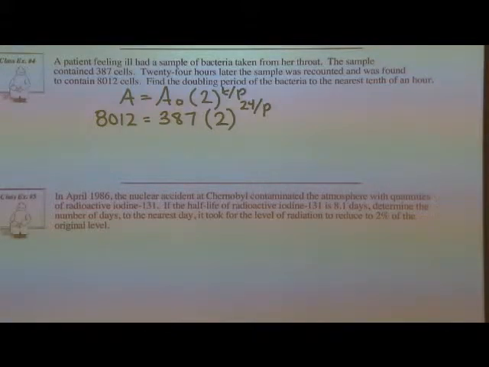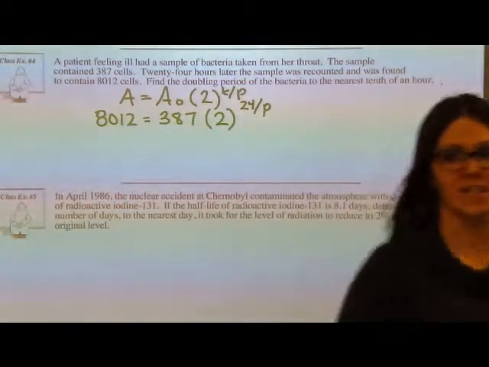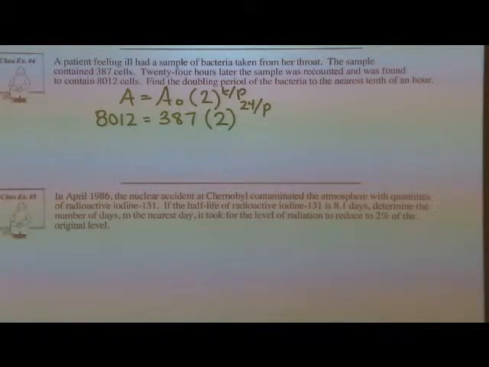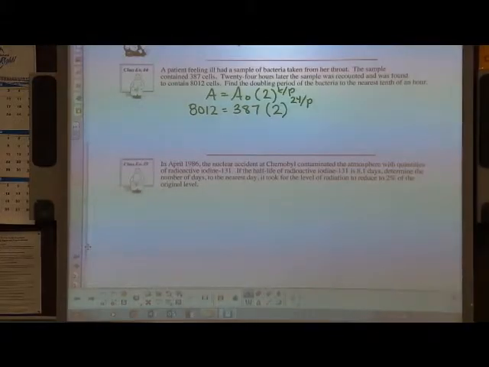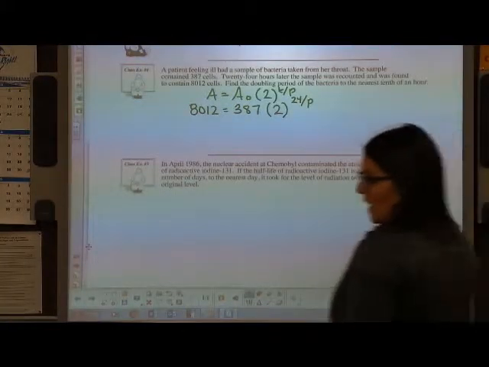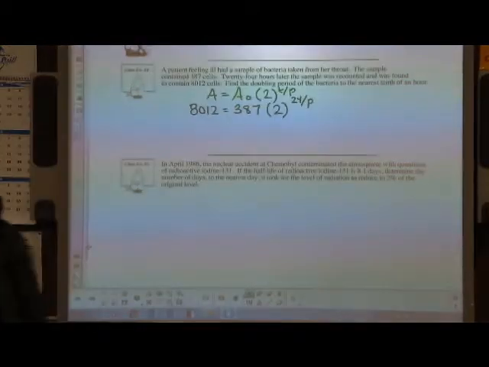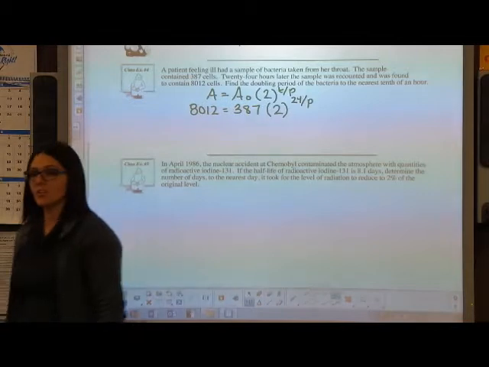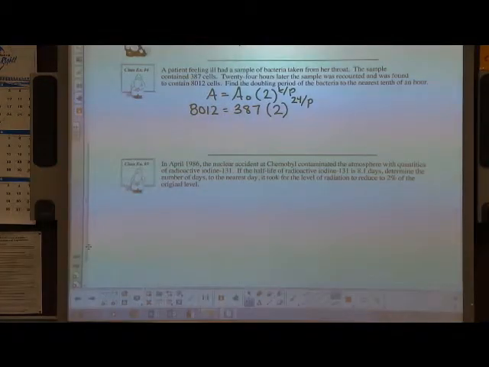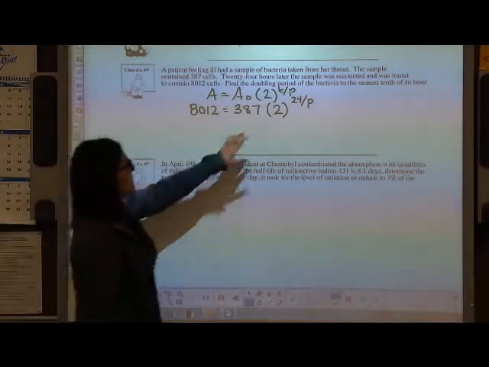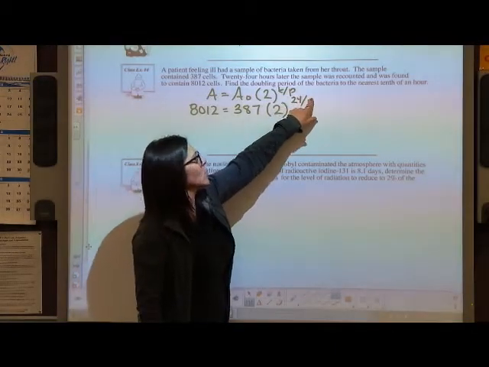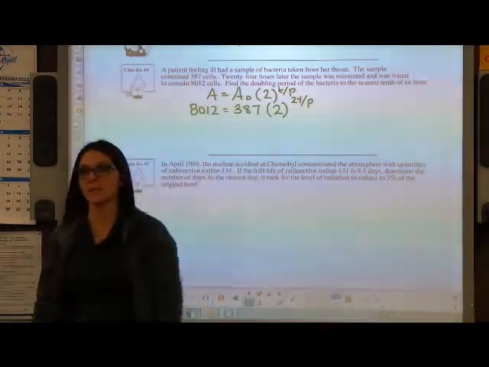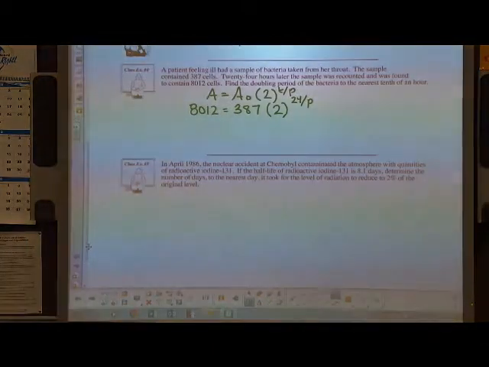Okay? I'm going to stop it there. It's going to take me longer than a minute to do this. So we've got the formula initially set up. 8,012 is the number of cells that we had after the 24-hour period, with 387 cells what we started off with. The time that elapsed was 24 hours, and it's the period for the doubling time that I'm trying to find out. So what would be the next step in solving this question?